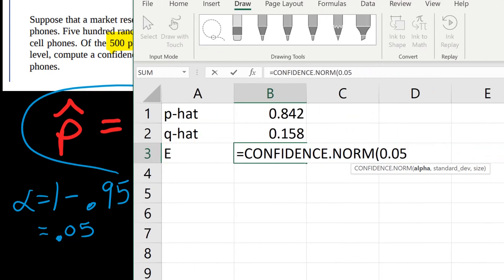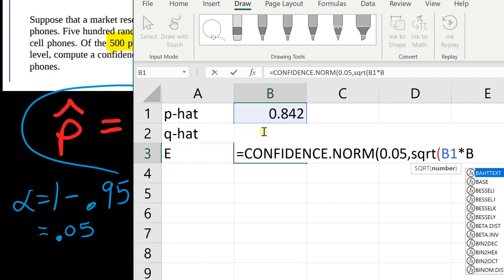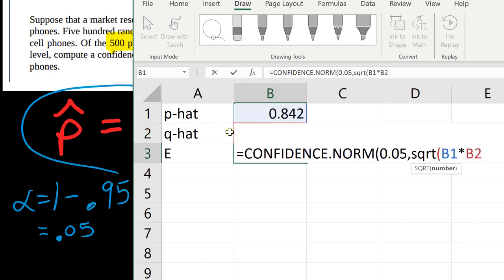Let me move this over, and then I'll type a comma. The next thing I need to know is standard deviation. Standard deviation for the binomial distribution equals SQRT, open parentheses, the square root of p hat times q hat. I can't press that because my cursor is blocking it, so I'll write B2. You see how q hat is sitting there in B2. So B1, which is p hat, times B2, which is q hat. Close those parentheses. That's the standard deviation, the square root of p hat times q hat.